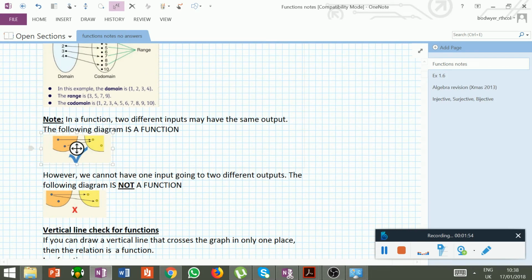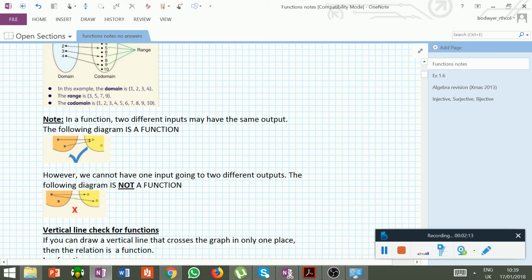Now, you can be asked if something is or is not a function. So in general, if you have a function and you have two inputs that are mapped to a single output, that's okay, that's perfectly fine. However, if you have the opposite, whereby one input is mapped to two separate outputs, that is not a function.